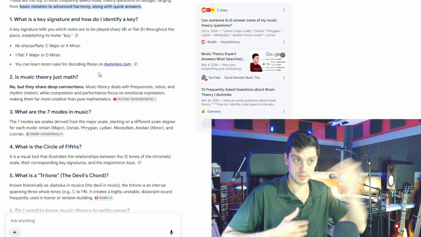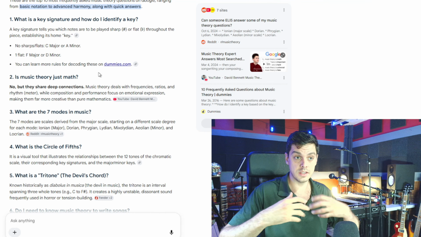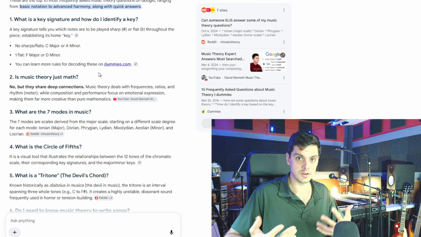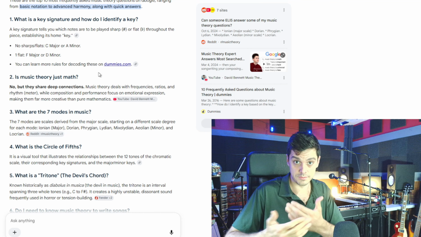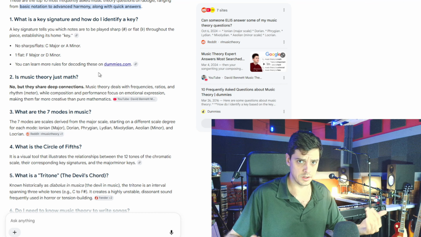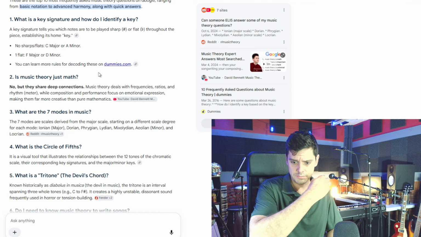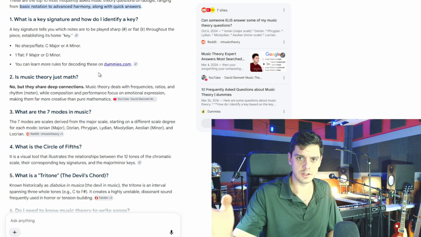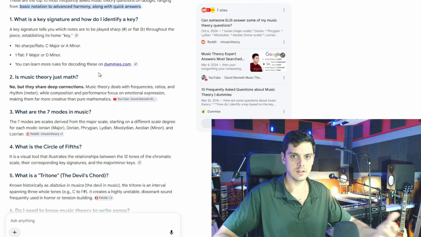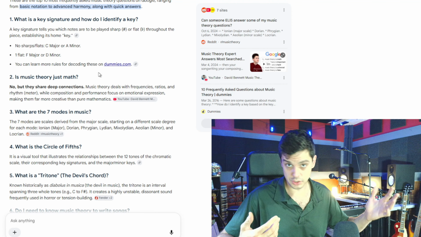Like, for example, the first question, what is a key signature? Having a key center or a key area for a piece is a very common thing. So we can use music theory to trace certain commonalities that happen among pieces that share a key signature. This is just one example, right? So no, music theory is not just math. Music theory is a very wide-ranging language, essentially, of describing the music that we hear and see across many, many generations.